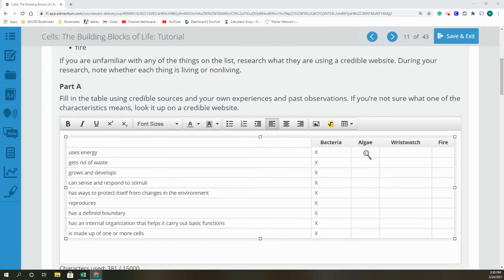Does algae use energy? Yes. Does it get rid of waste? Yes. Does it grow and develop? Yes. Sense and respond to stimuli? Yes. Ways to protect itself from changes in the environment? Yes. Does it reproduce? Yes. Has a defined boundary? Yes. Has an internal organization that helps it carry out basic functions? Yes. Is made up of one or more cells? Yes.